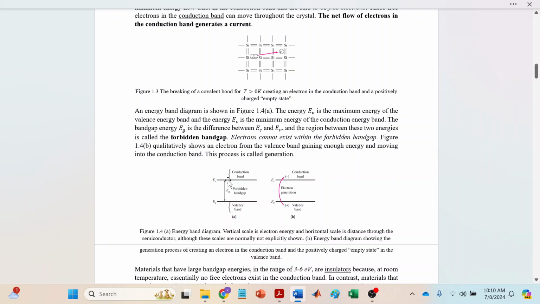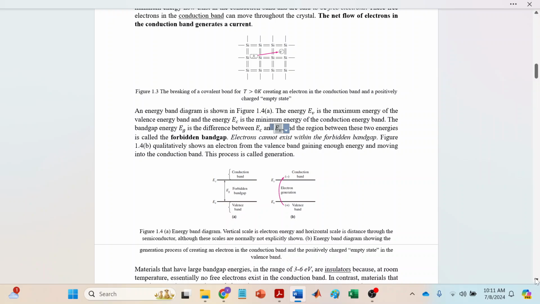the movement of the electrons creates current. There is no energy state, no electron can exist within this forbidden band gap. That's why we call it the forbidden band gap. It's called the band gap energy, and the band gap energy is the difference between the valence band and the conduction band. That's the difference between these two energies. No electron can exist within the forbidden band.